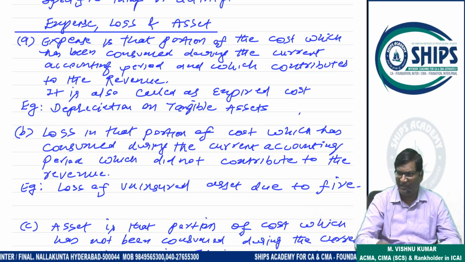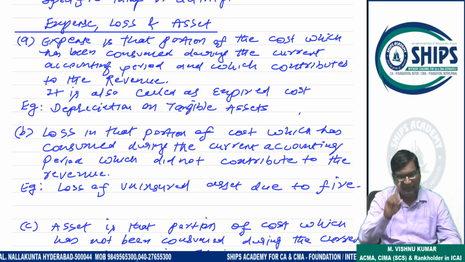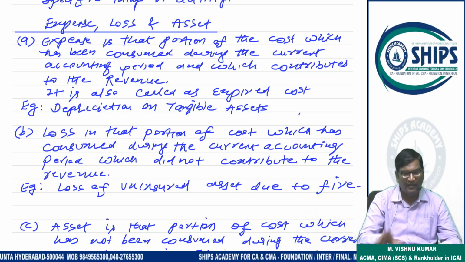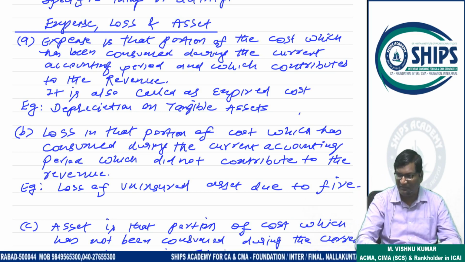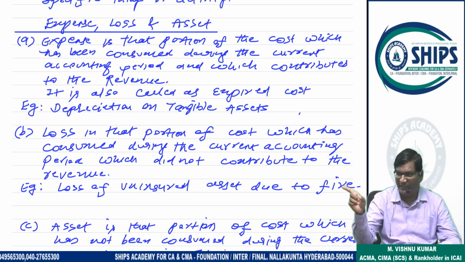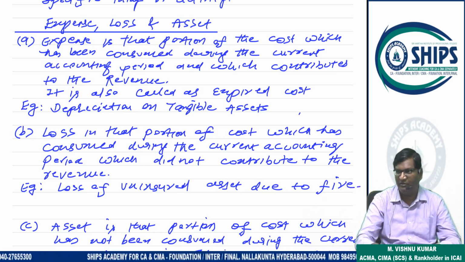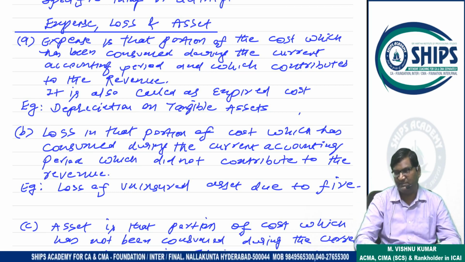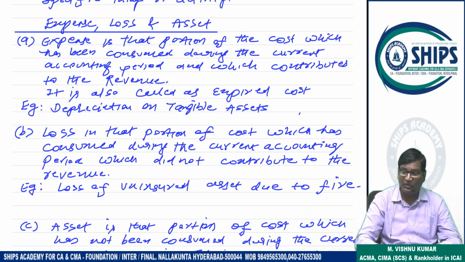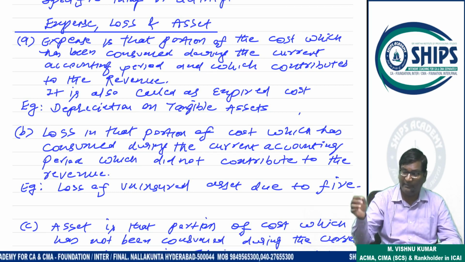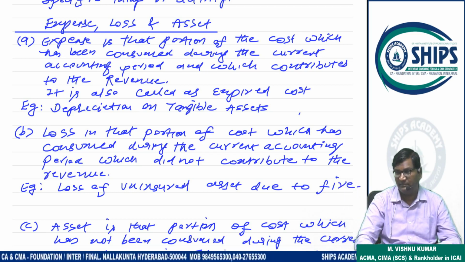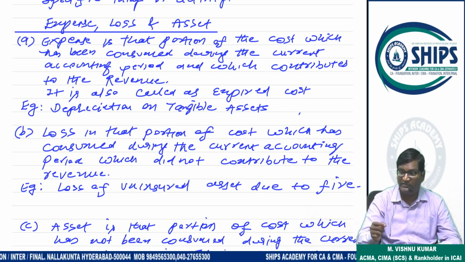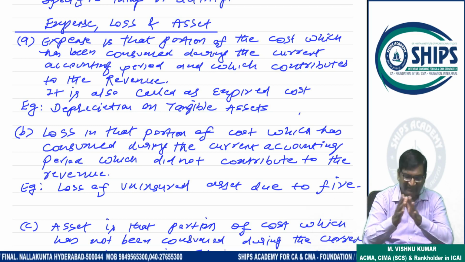But if you pay salary, will the worker work for 10 years? You pay 1 month salary, it is for 1 month only. Rent, if you pay rent for 1 month, they will provide the service for 1 month. If you pay telephone expenses, broadband expenses for 1 month, they will provide the service for 1 month. That's why it is called an expense. But when you incur the cost and the benefit is coming over a period of time exceeding 12 months, in the next accounting period also the benefit is there, so that is called what? Asset. This is the difference.